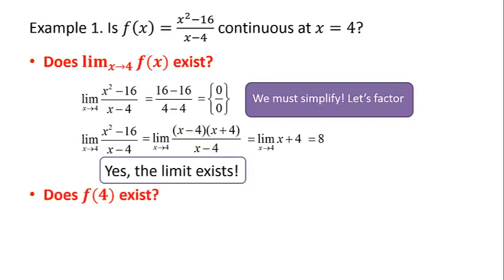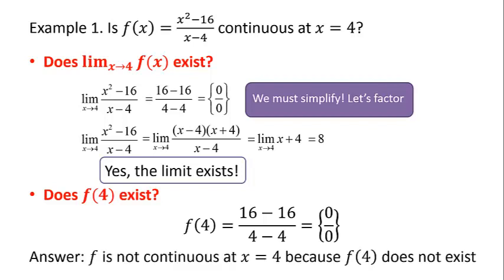Our next condition in the definition of continuity is to check whether the function exists when x equals 4. When we evaluate at 4, we get (16 minus 16) divided by (4 minus 4), or 0 divided by 0. This is not a well-defined number, and so f of 4 does not exist. Hence, our answer is that the function f is not continuous at x equals 4 because f of 4 does not exist.